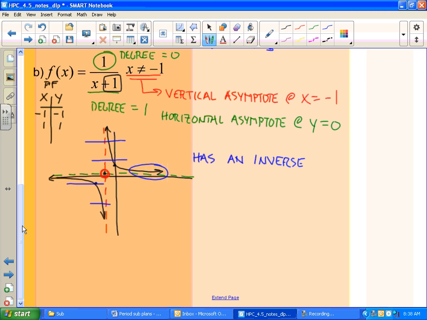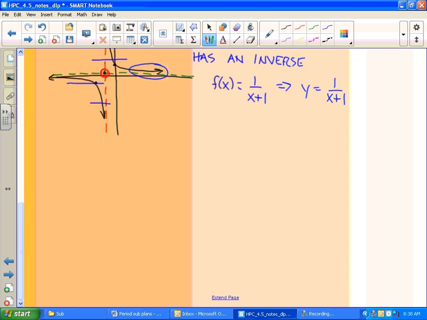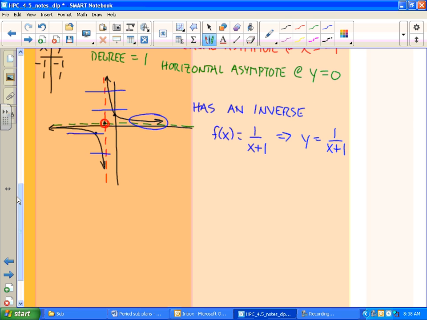So we take our original function, f of x, equaling 1 over x plus 1. And again, f of x is the same thing as y, if you wanted to just make it y. And now we're going to switch x's and y's and solve for y. So y becomes x, x becomes y, and now we solve for y. Got a little work to do here.